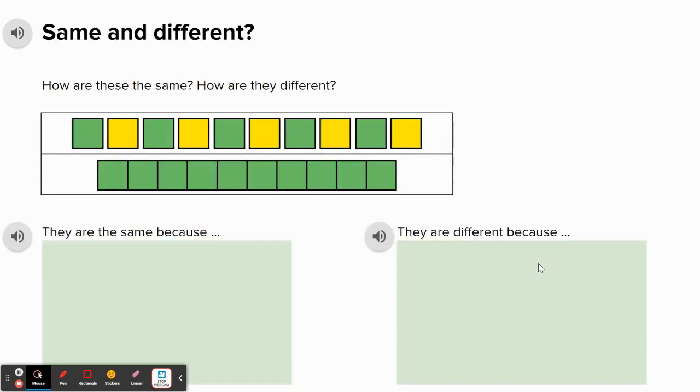Take a look now at your screen. How are these two pictures similar or different? The top row has the green and yellow squares from the previous slide. And the picture below is a 10 strip. It has 10 squares but closer together. So how are these similar or different?